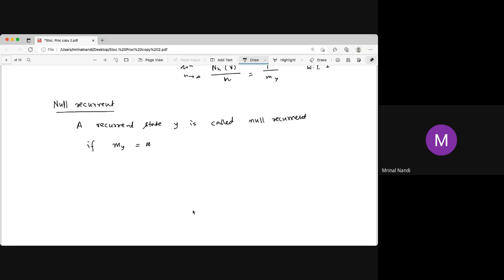What is the meaning of that? If m_y is infinite, then the limit of g_n(x,y) by n is 0, which is also true for a transient state. Similarly, N_n(y) by n has limit 0 for a transient state, and for a recurrent state it is 1 by m_y with probability 1, but if m_y is infinite, then it is again 0. So the transient state and the null recurrent state behave like the same thing in this limit.